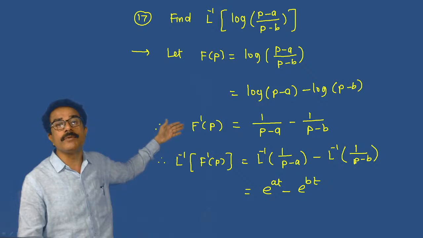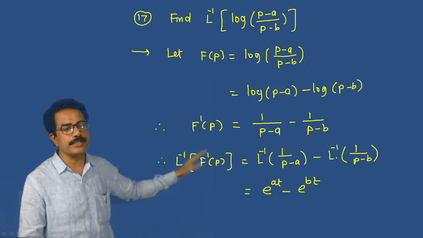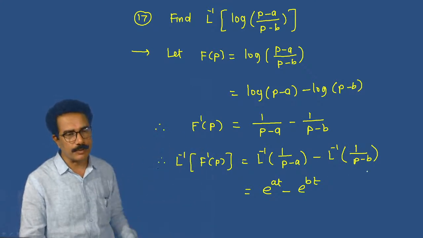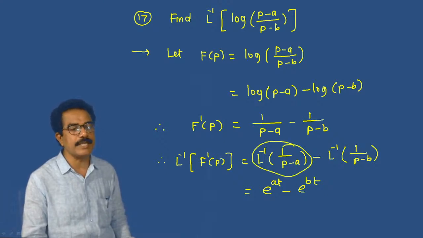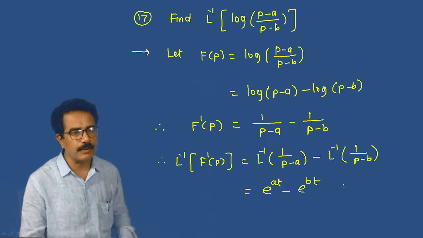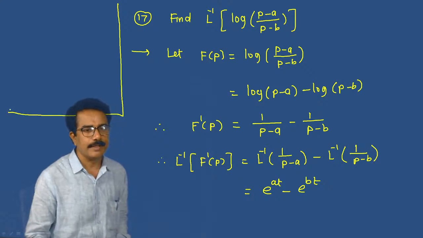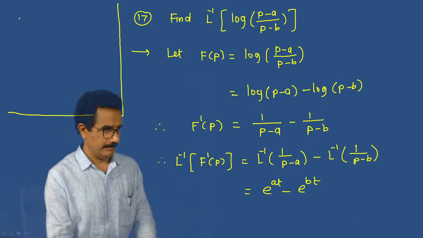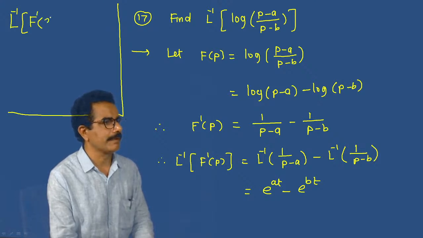Now we have to take the Laplace inverse transform on both sides. So L inverse of F dash of p is equal to L inverse of 1 upon (p minus a) minus L inverse of 1 upon (p minus b). Now L inverse of 1 upon (p minus a) is e raised to at, and 1 upon (p minus b) gives e raised to bt. We know that L inverse of F dash of p we can write as t into small f of t.